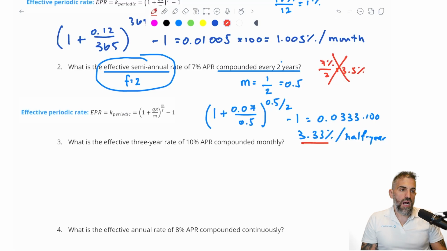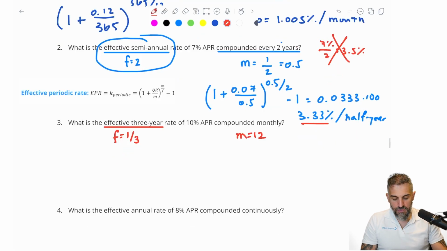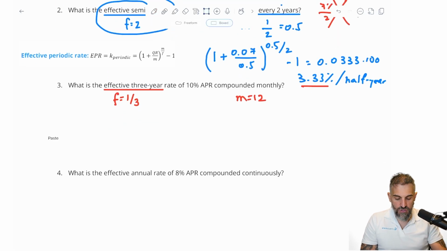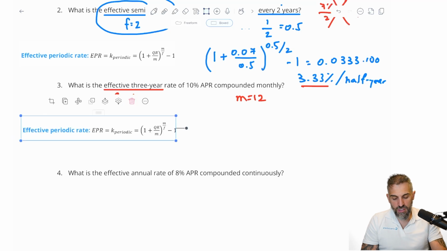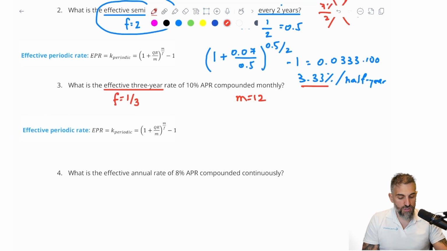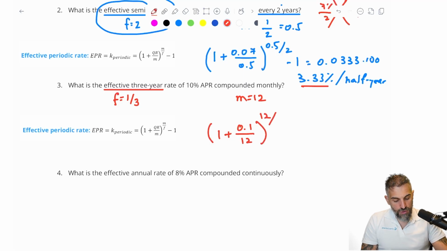Okay, another one. If you're faced with a question that has an effective frequency that is longer than a year, so an effective 3-year rate, now your F would be a fraction. So your F would be 1 over 3. 10% is the APR compounded monthly. Your M would be 12. And again, same deal, guys. Here, your F is not 1. And so to find your effective rate, to find your true rate of interest, we're going to use this formula. 1 plus the QR over M to the power M over F, minus 1.